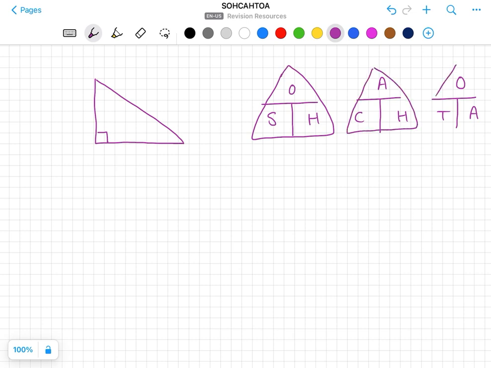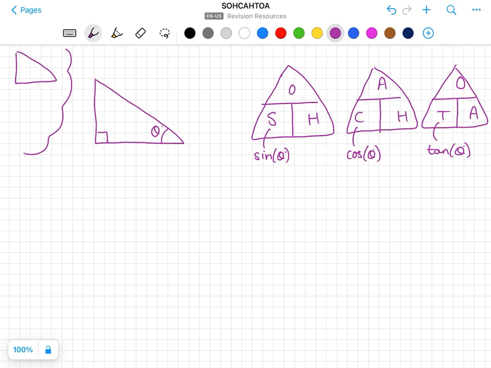The S, the C and the T stand for the trigonometric functions sine, cos or cosine, and tan or tangent. Now in the brackets here I've put this Greek symbol theta, and that represents the angle that is not the 90-degree right angle. SOHCAHTOA is slightly different to Pythagoras, where Pythagoras is lengths only of a right angle triangle. You do not need to know either of the angles to be using Pythagoras.